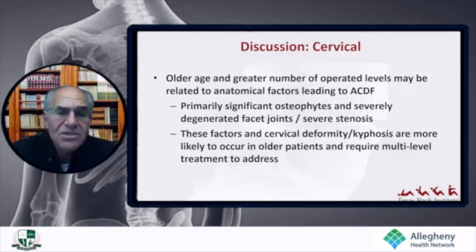And it's primarily because of significant osteophytes, facet joint degeneration, or severe foraminal stenosis, that is a long foraminal stenosis that can't be adequately decompressed. And these factors, along with deformity, are more likely to occur in the older patients and require multiple level treatment to address their pathology.